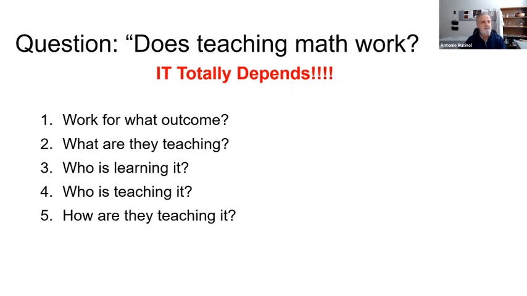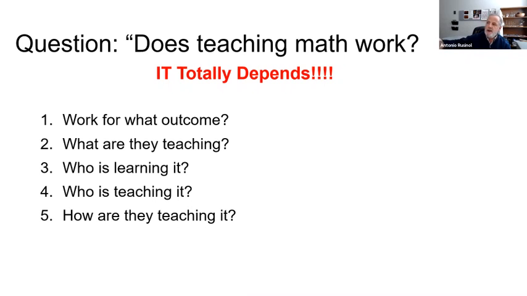What are we teaching? Are we teaching basic math, or are we teaching calculus? Who's learning it? Are these high school students or college students or us, one of us? Who's teaching? You have the expert teacher or math researcher, or you have somebody like me who hasn't taken calculus at all. And how are they teaching it?